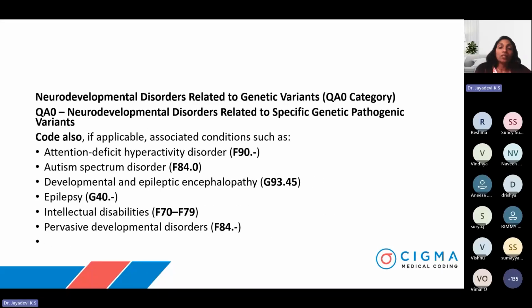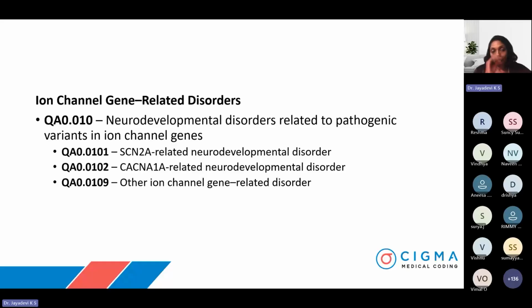Moving on to neurodevelopmental disorders related to genetic variants, the QA0 category, neurodevelopmental disorders related to specific genetic pathogenic variants. Here also you have to check for attention deficit hyperactivity disorder, ADHD, autism-related disorders, developmental epileptic encephalopathy, epilepsy, intellectual disabilities, and pervasive developmental disorders. If mentioned, you have to code them separately.